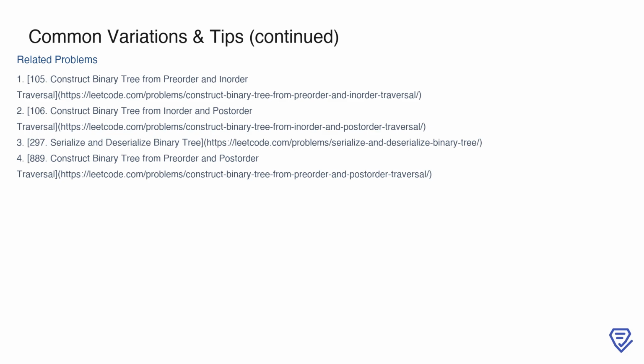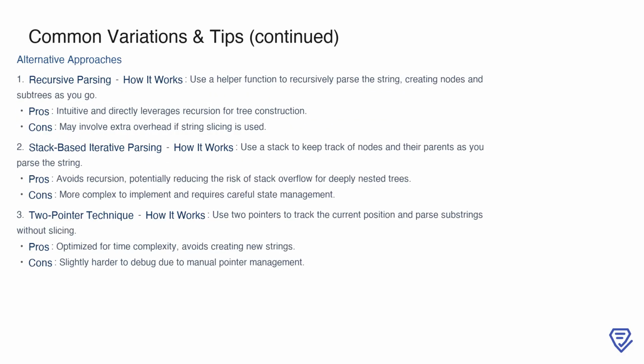Lastly, Problem 889 challenges you to construct a binary tree from pre-order and post-order traversal, adding another layer of complexity to tree reconstruction techniques. These problems share common themes with this one, so practicing them can help reinforce key concepts and strategies. Now, let's consider some alternative approaches for solving this problem.